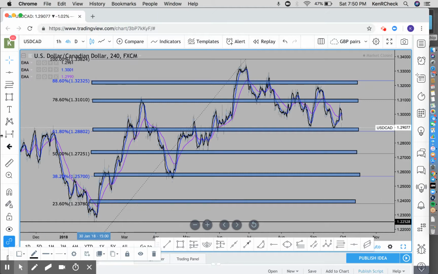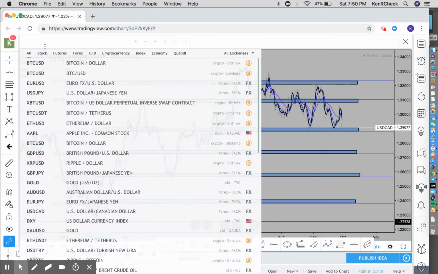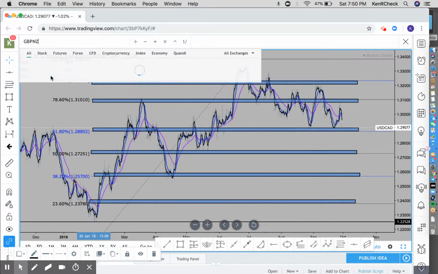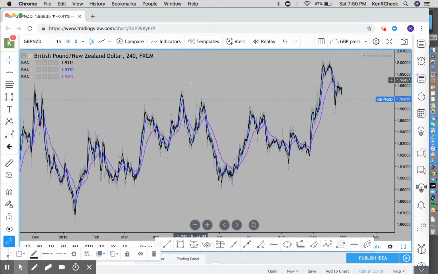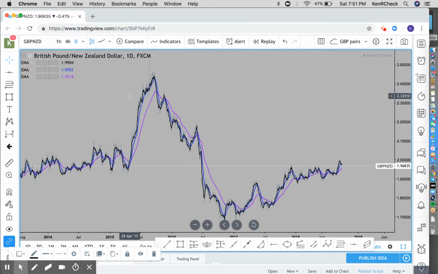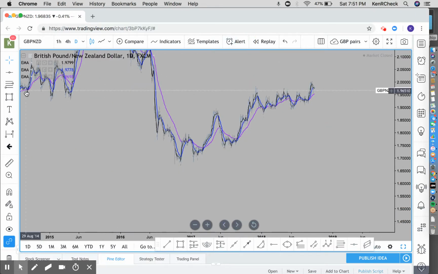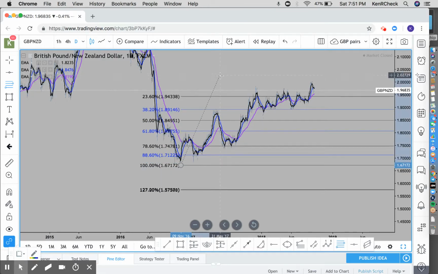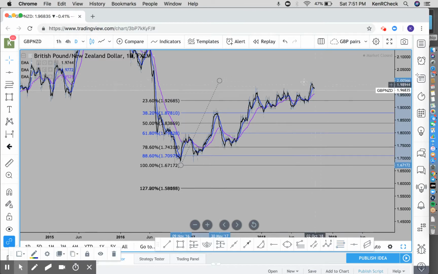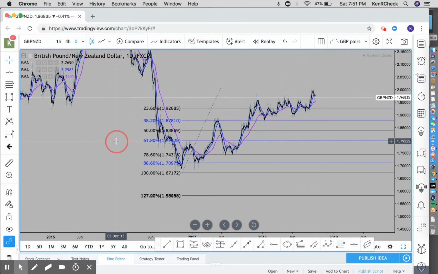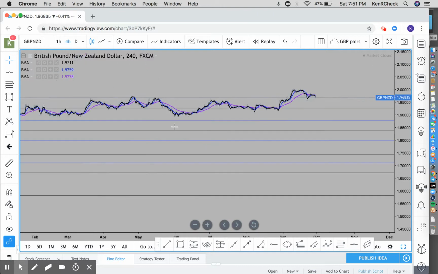Now we're going to go to a different pair so you guys can see how to use it on an uptrend market. Let's go to the British pound versus the NZD dollar. Perfect. Daily time frame. So we're going to use the fib retracement tool, coming all the way up to that previous low high for the overall downtrend. And then we're going to go to the 4-hour chart.